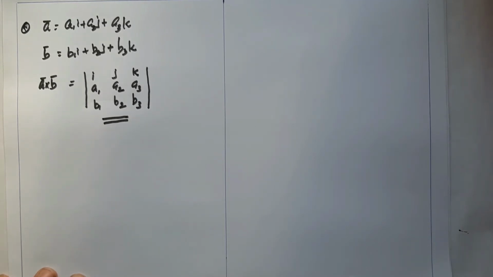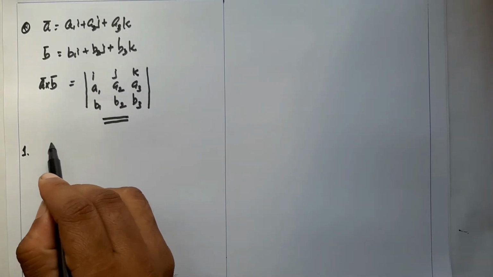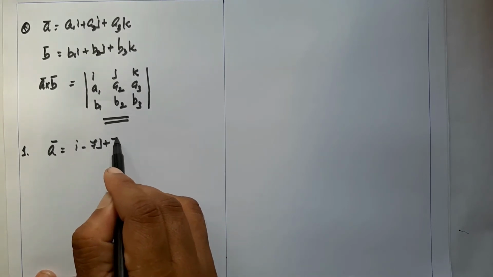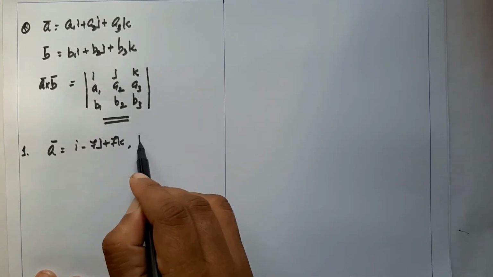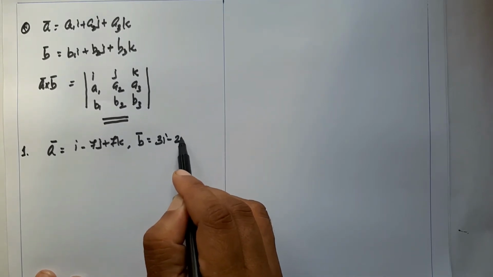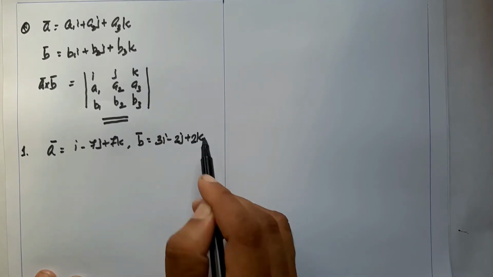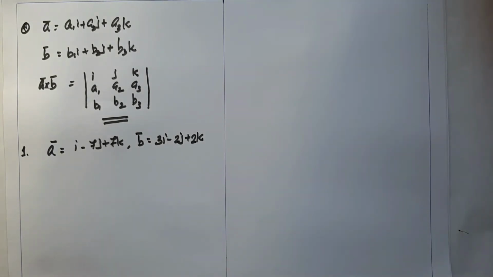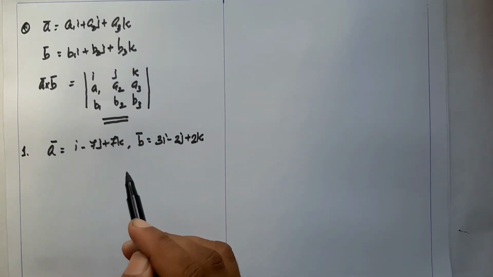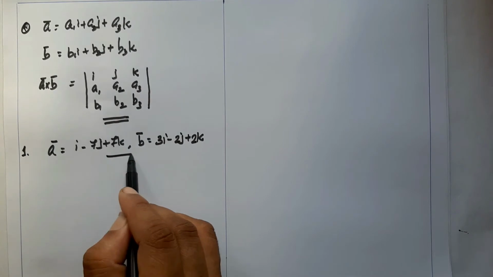Now we discuss some problems based on this result. Our first question: if vector A is equal to i minus 7j plus 7k, vector B is equal to 3i minus 2j plus 2k, find a unit vector perpendicular to both vector A and vector B.